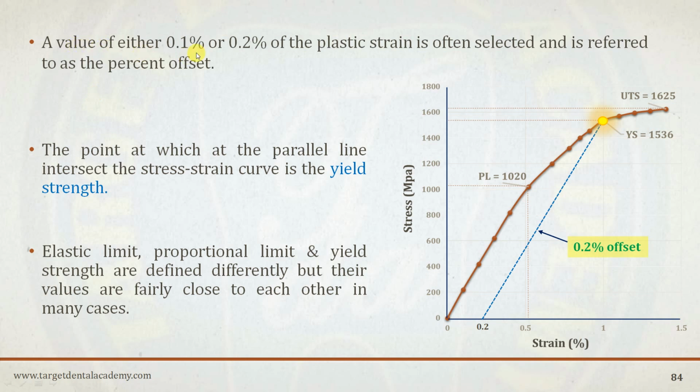So a value of either 0.1% or 0.2% of the plastic strain is often selected and referred to as percent offset. The point at which the parallel line intersects the stress strain curve is known as your yield strength. Can you see that this is your 0.2% offset of the plastic strain? So the elastic limit, proportional limit, yield strength are defined differently, but their values are fairly close to each other in many cases. So this is your elastic region, this is your plastic region, this is your proportional limit, your yield strength, and this is your ultimate tensile strength, and this is your 0.2% offset, which is the parallel.